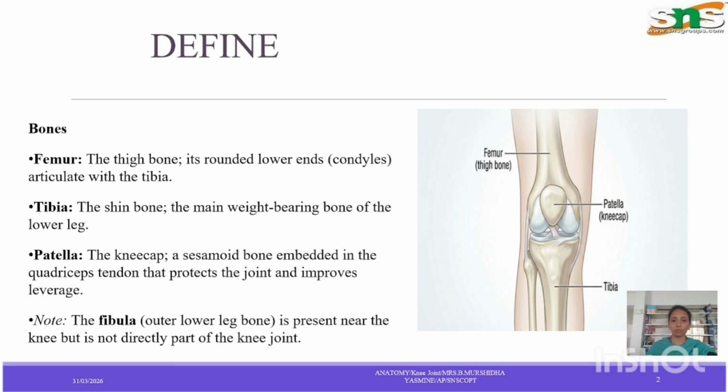It is a sesamoid bone embedded in the quadriceps tendon that protects the joint and improves the leverage of the joint. Note the fibula. This one is the fibula. The outer lower leg bone is present laterally, near the knee, but it is not directly a part of the knee joint. So these bones form the joint in the lower limb called the knee joint.